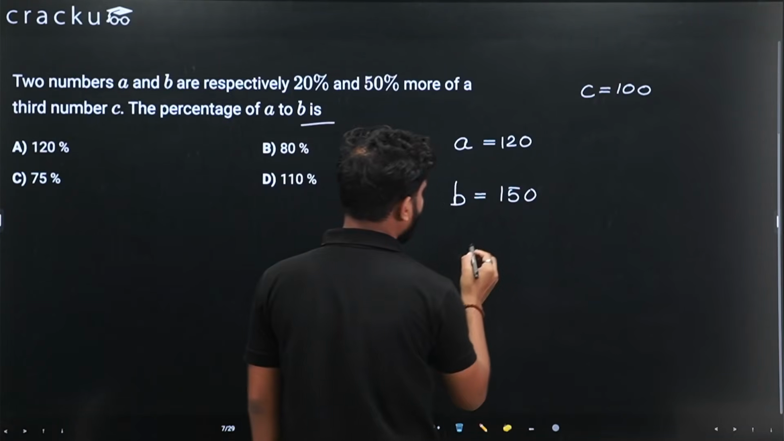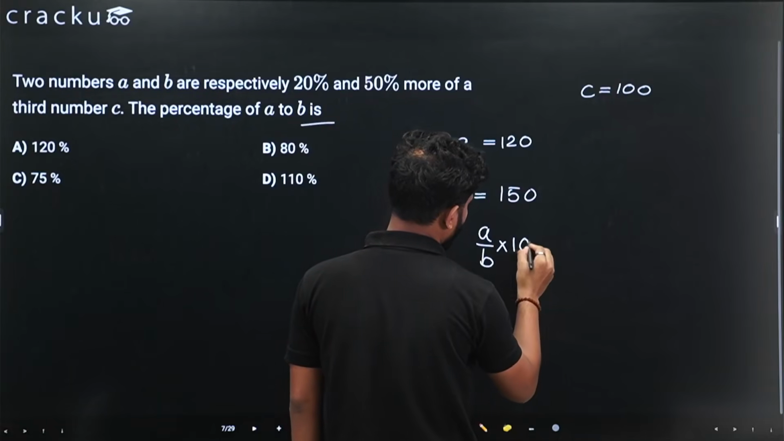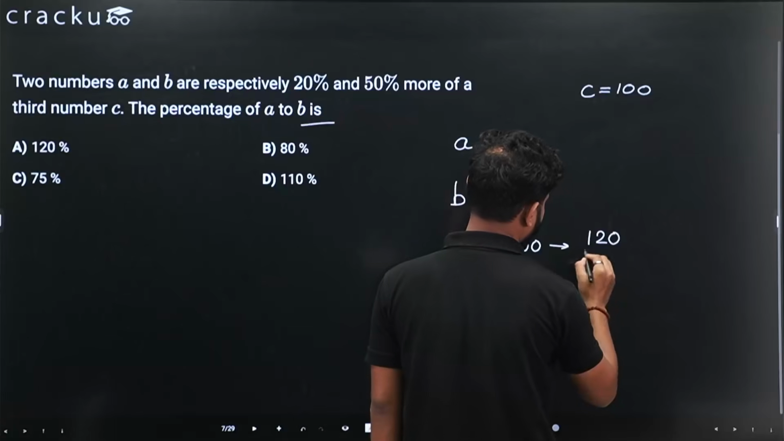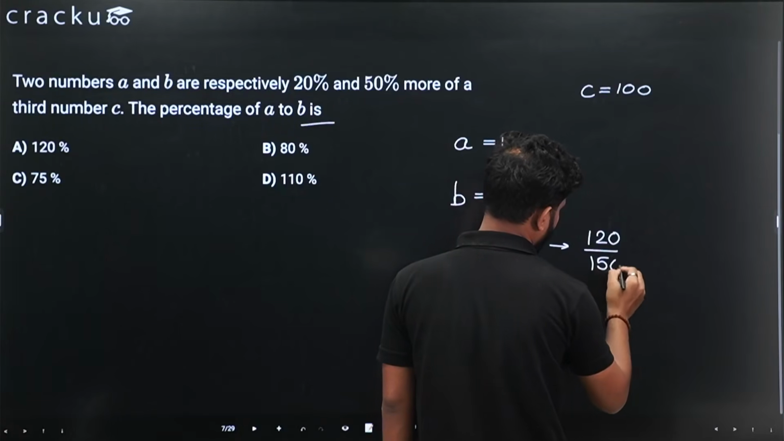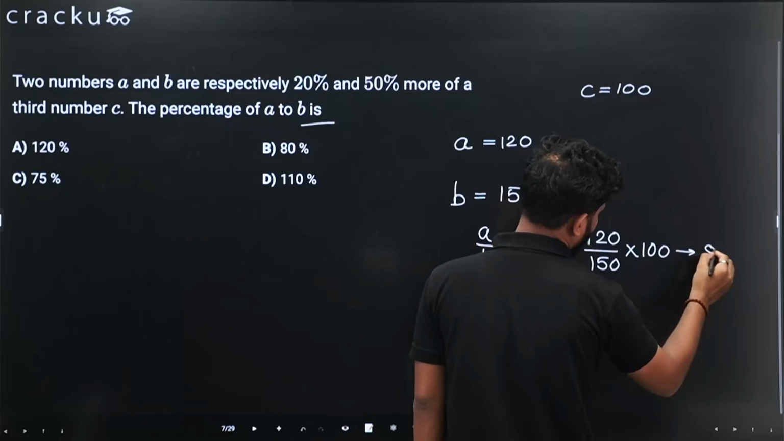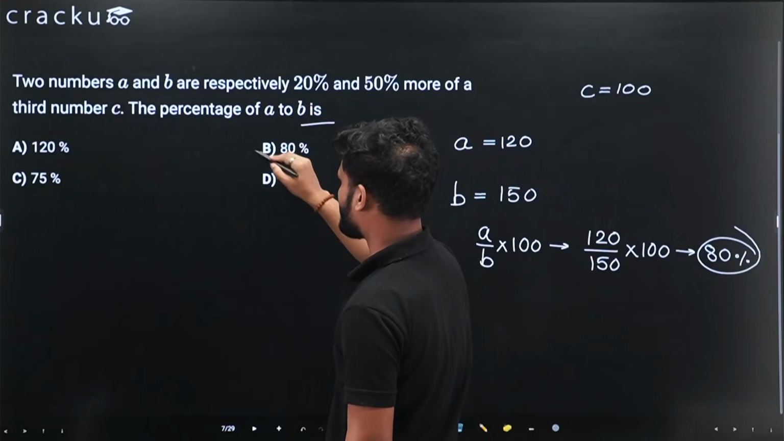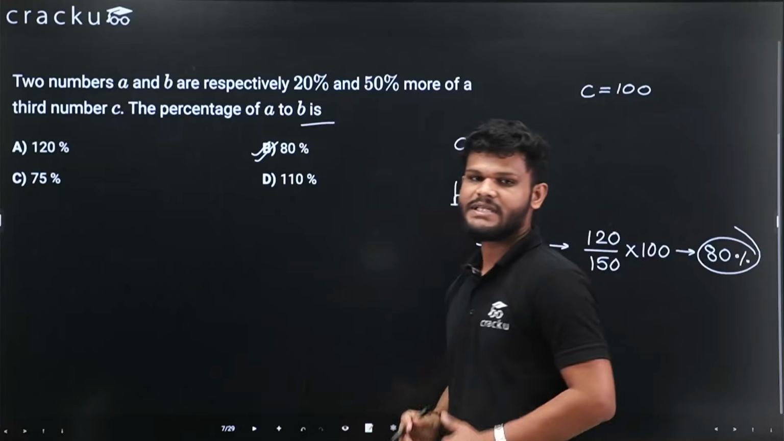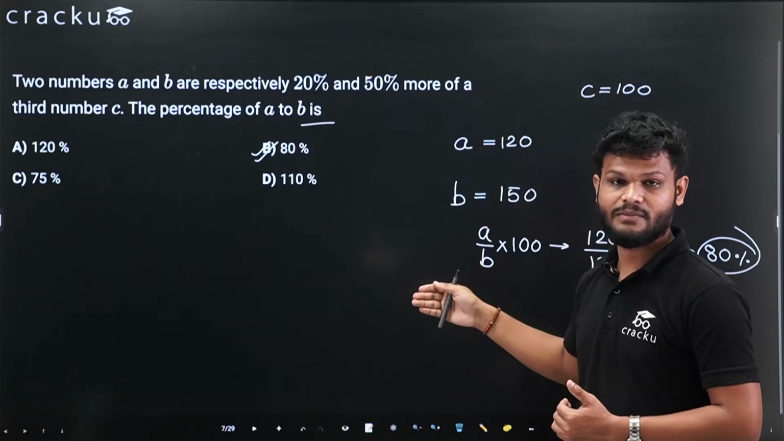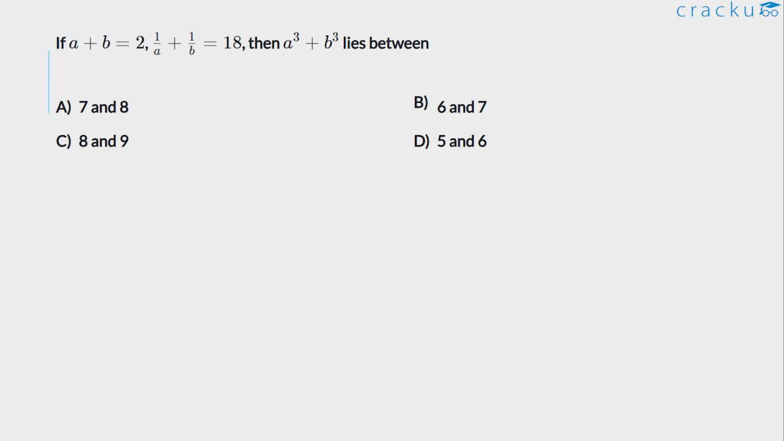What we need to find is the percentage of A to B. So A by B into 100, that's what we need to find. From here we can write 120 divided by 150 into 100. And this will give you 80%. So the answer to this question will be option number B, 80%. Just assume some value of C, find A and B in terms of C, and then just take the ratio. This is how you solve this question.